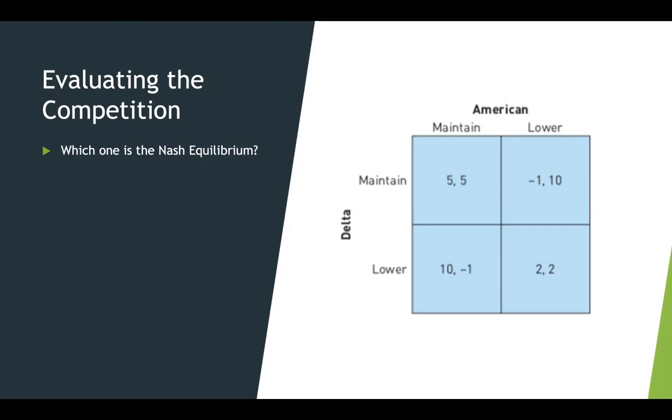I think we don't have a Nash equilibrium here. Because in all of them, I think there is a situation where one of them wants to deviate. Okay.